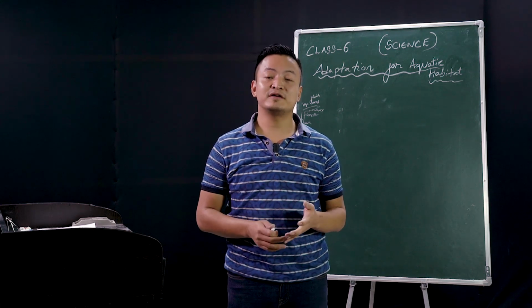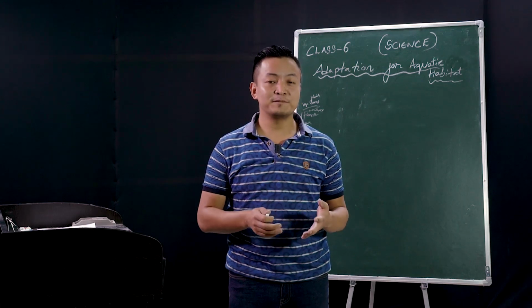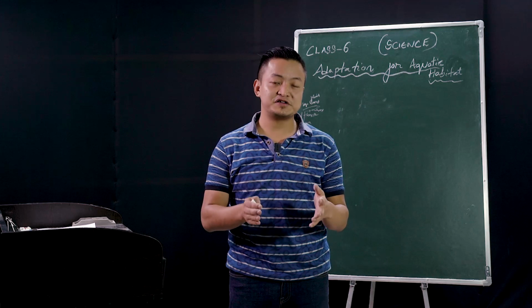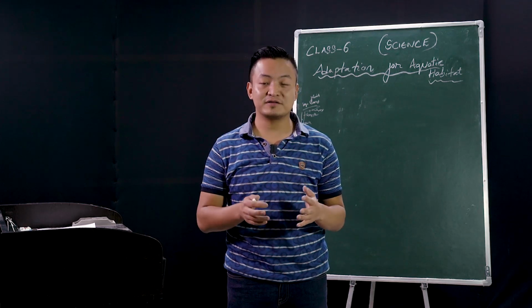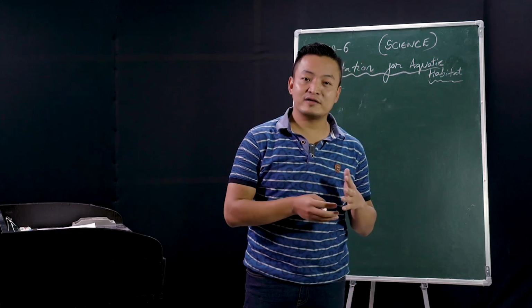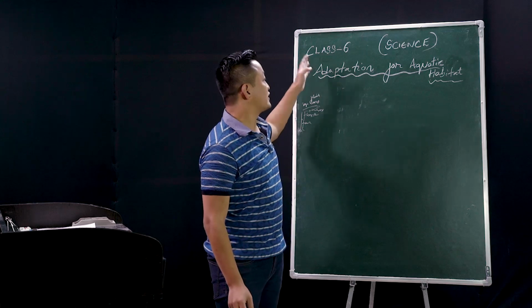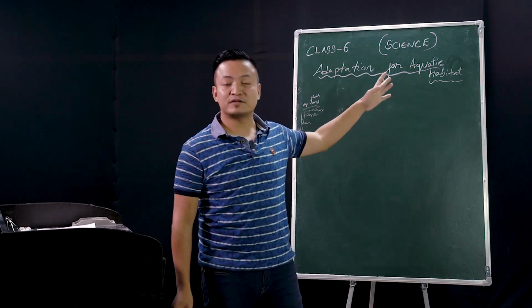We are in the last part of our chapter, Living Organisms, Characteristics and Their Habitat. We're done with the characteristics, and yesterday we completed the desert habitat adaptations, where we discussed the cactus plant and the camel, right? So today we'll study the adaptations for the aquatic habitat, okay?